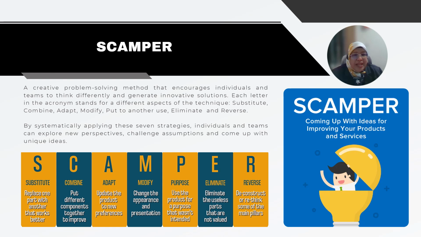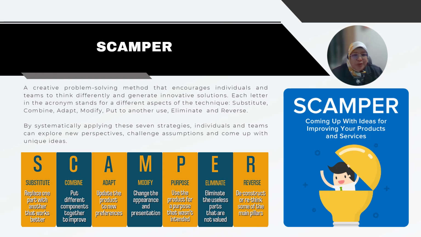The third one will be adapt, where we can modify an existing product to suit a specific target market or context. So the fourth one can be modify, where we can make improvement or alteration to an existing product to enhance its functionality or aesthetic. So the fifth one, we can put to another use, where we can explore more on alternative application or market for your product to expand its reach.